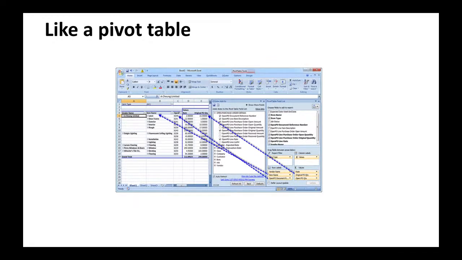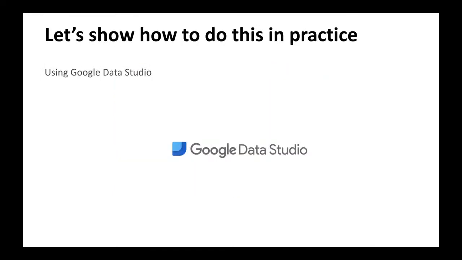This is very similar to how pivot tables work in Excel, if you have ever used Excel before, where you have data that's grouped in terms of rows and values, and then that can actually help you look for trends and analyze data based on that. What I want to do now is give a practical example of this using Google Data Studio.